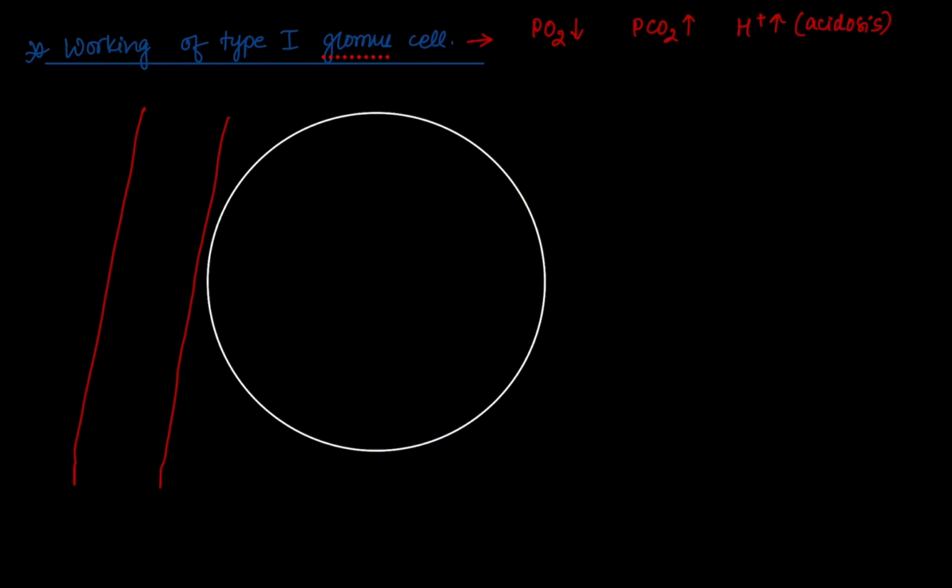Now how does it detect? This capillary has a decrease in O2, that means it is having hypoxia. So it is having hypoxia. Now if there is hypoxia, what is going to happen?